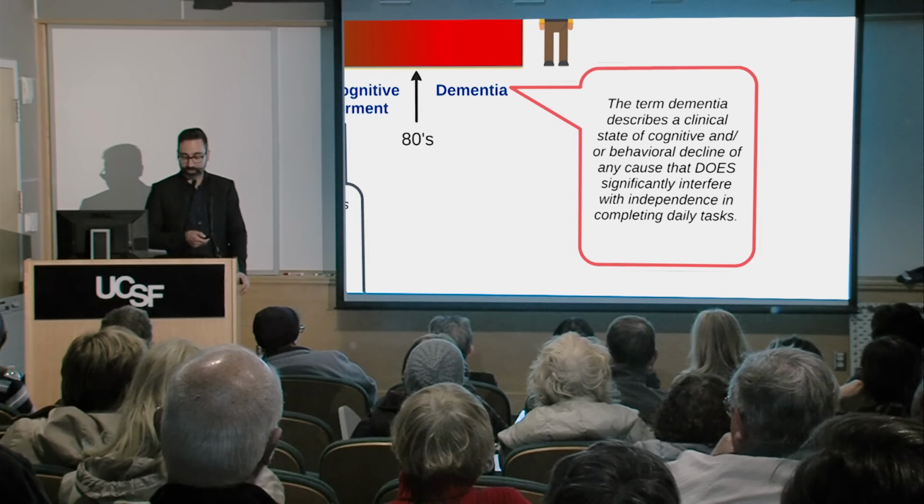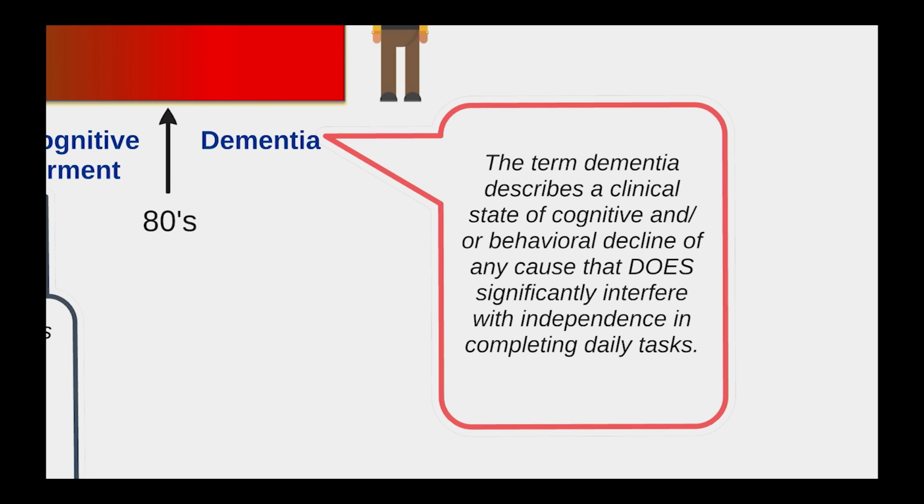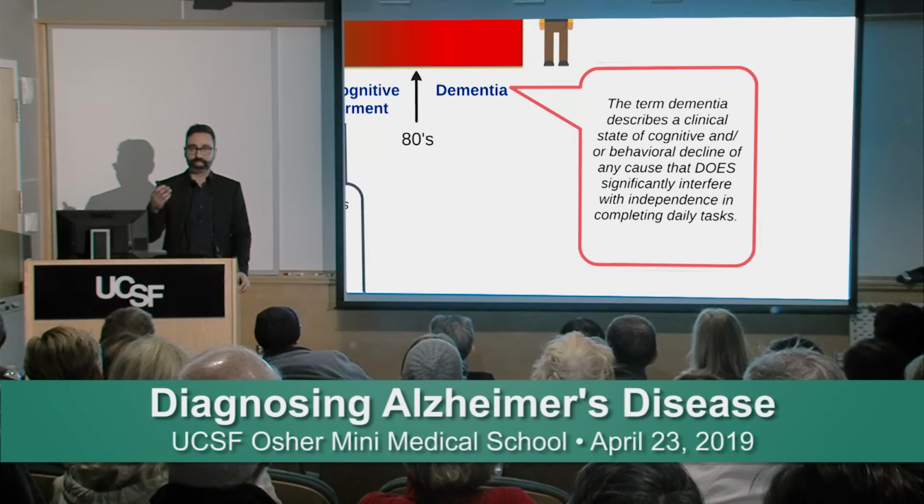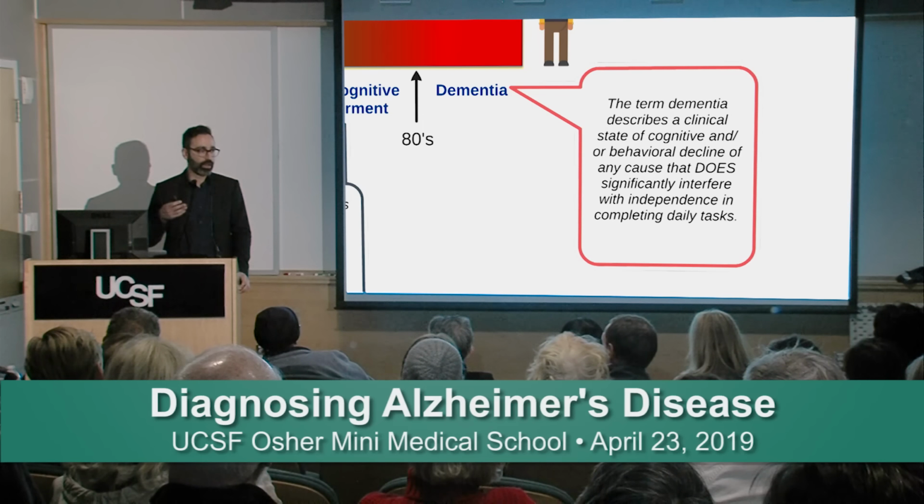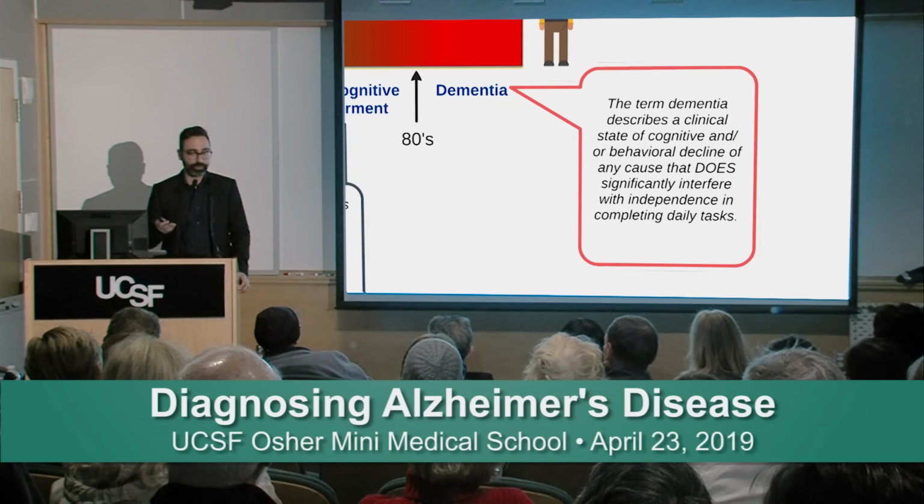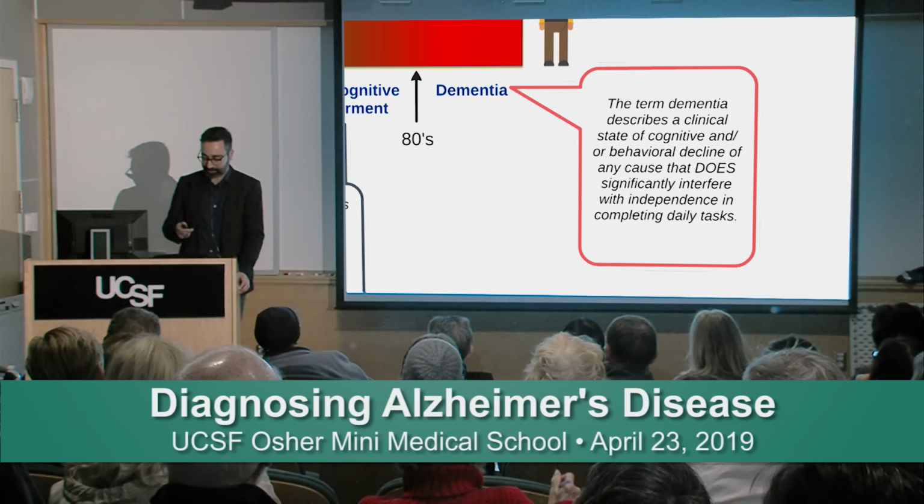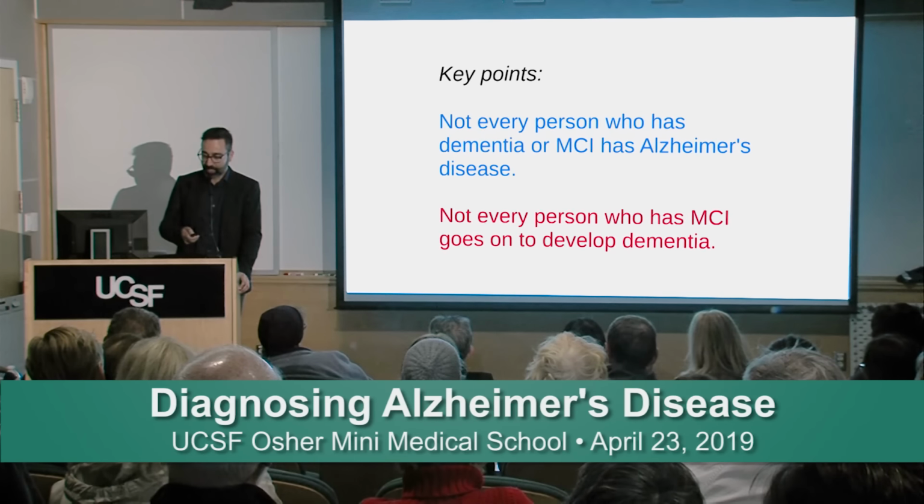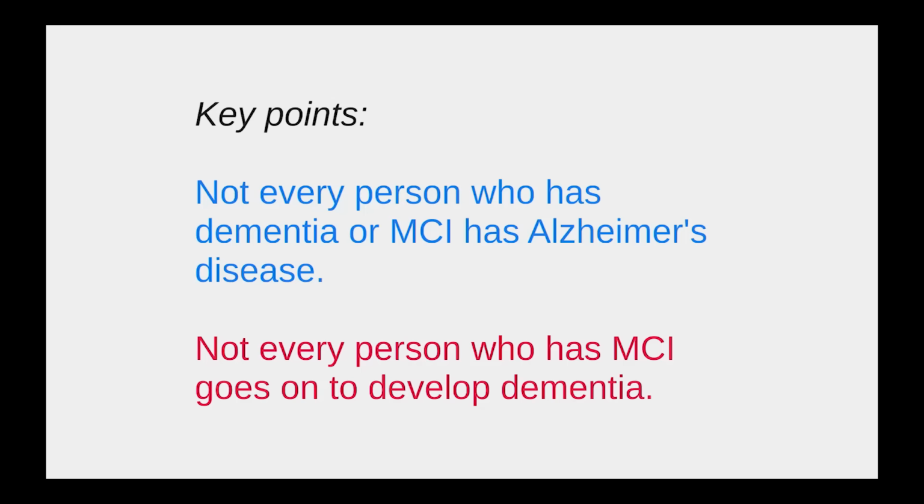As opposed to this, the term dementia describes a clinical state where we do have cognitive or behavioral decline, again of any cause, but this time it significantly interferes with a person's independence in completing their day-to-day function. And so they become progressively more reliant on family, loved ones, and hired caregivers to provide the different levels of care that they need.